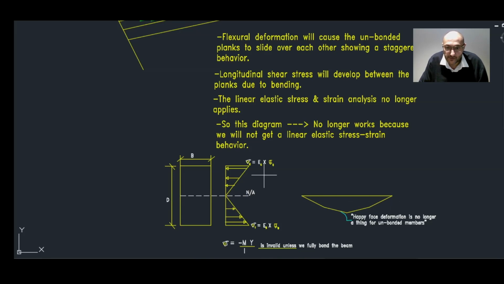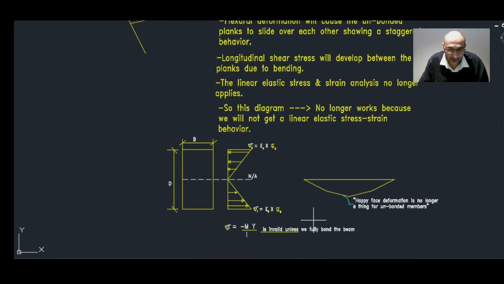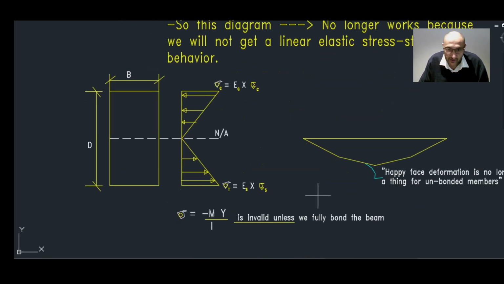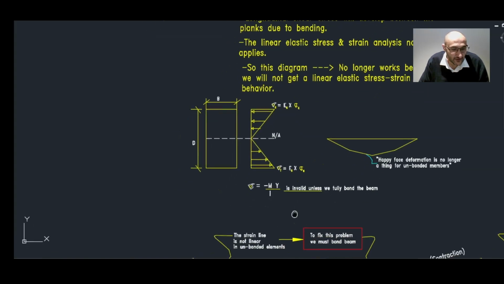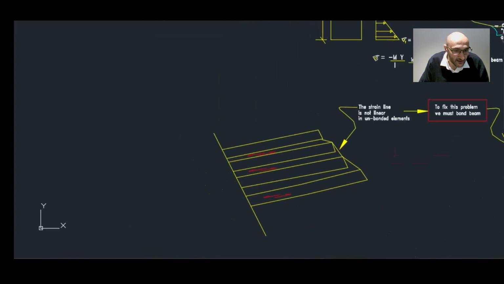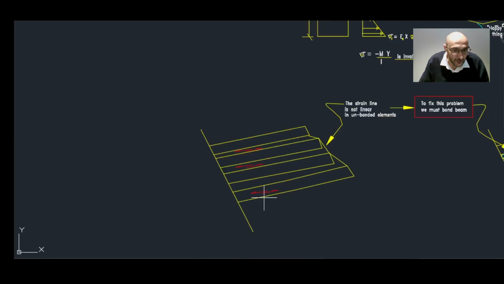We will no longer be able to use stress is equal to minus My over I and having a uniform compression at the top and tension at the bottom. It doesn't work in unbonded members. And you can see in this little diagram here, the strain line for unbonded members looks sort of out of place. It's not linear.